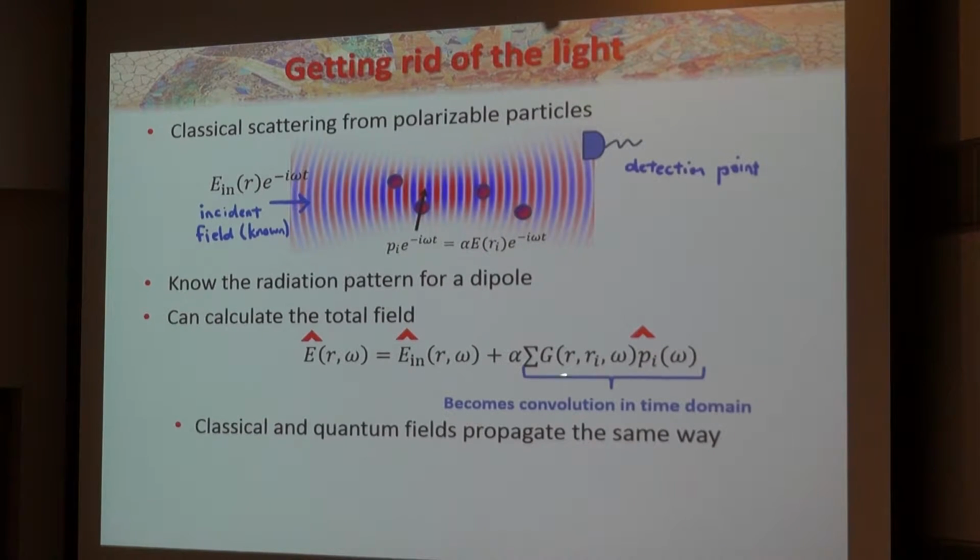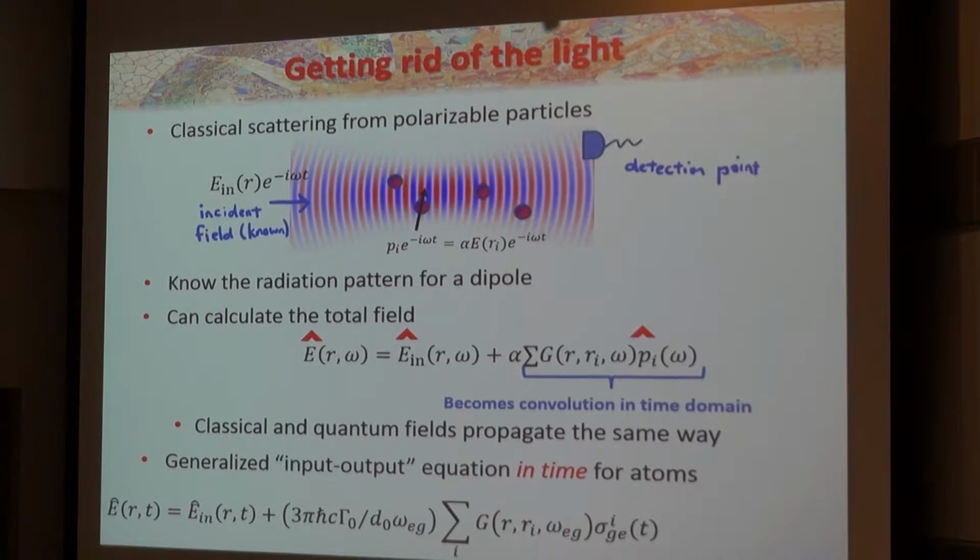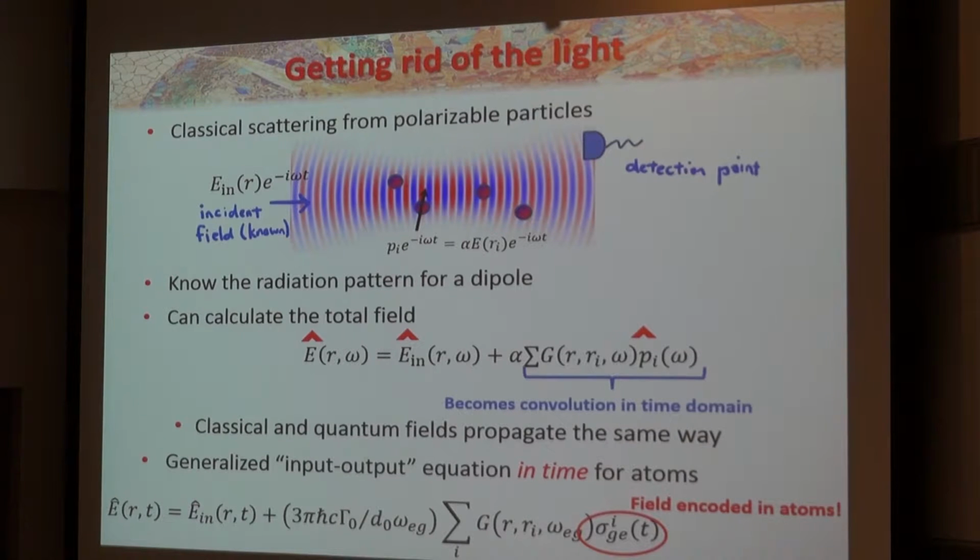So what you can do is, instead of treating the Green's function as a function of frequency, you can just evaluate it at some central frequency, let's say the resonance frequency of the atoms. And now that time convolution disappears. So now I have an instantaneous equation in time, an input-output equation for the atoms. What I've done here is simply rewrite this quantum dipole in terms of the atomic coherence of a two-level atom, times some atomic physics quantities like the single atom spontaneous emission rate and the atomic dipole moment. This equation is quite nice because what it really says is that even though in principle your field is a continuum, it doesn't have an infinite number of degrees of freedom associated with it. All the real degrees of freedom are simply encoded in the atoms themselves.